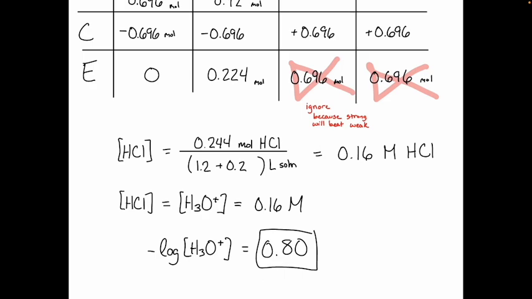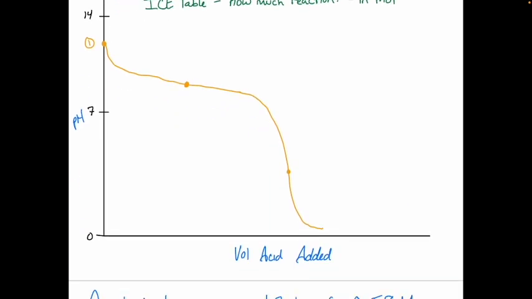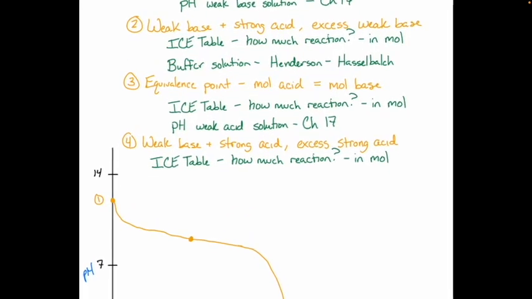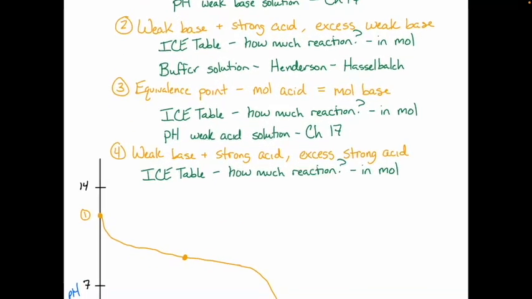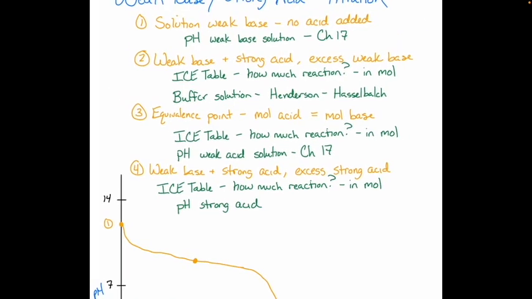All right, so to finish out this curve here, we are indeed at a super low value. All right, and we can just finish it off. For our region 4, our pH calculation will be that of a strong acid, since we have an excess of that strong acid.